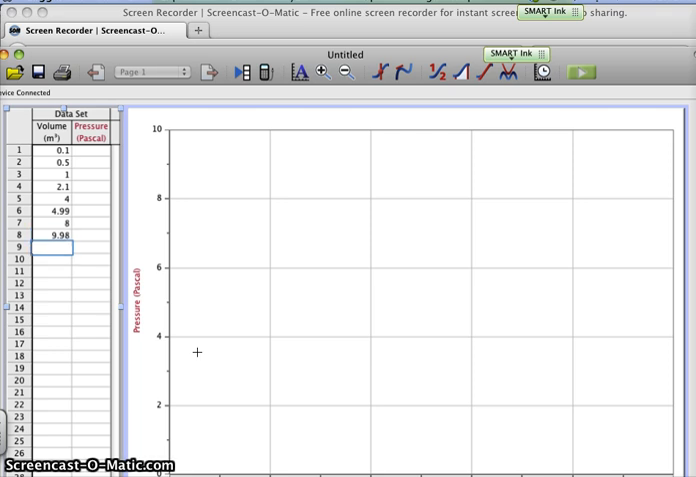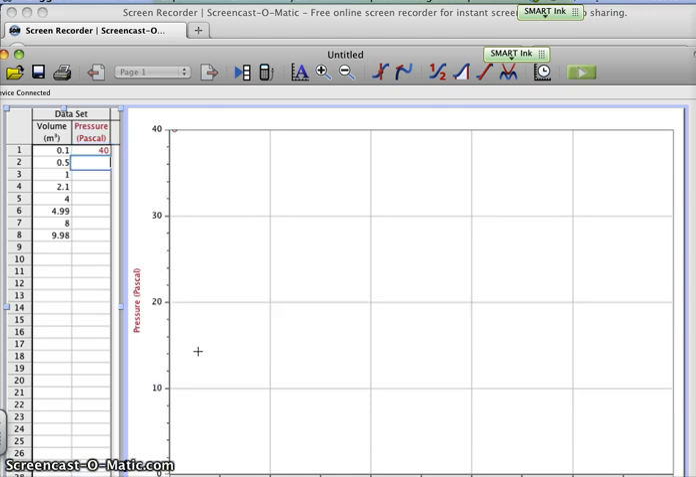All right, anything else? All right, now I'm going to go back up to the top again. Now, read me the pressures, please, from top to bottom. 40. 8.07. 4. 2. 1.01. 0.8. 0.5. 0.4. All right. So I've made this graph.